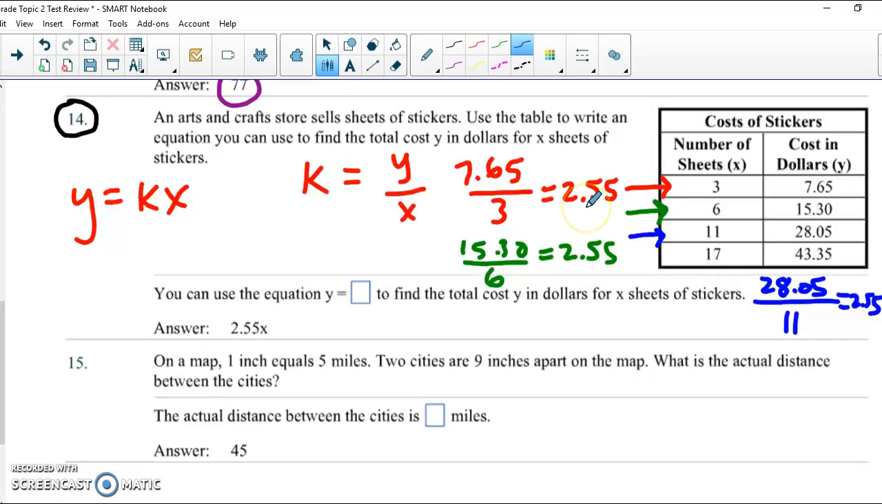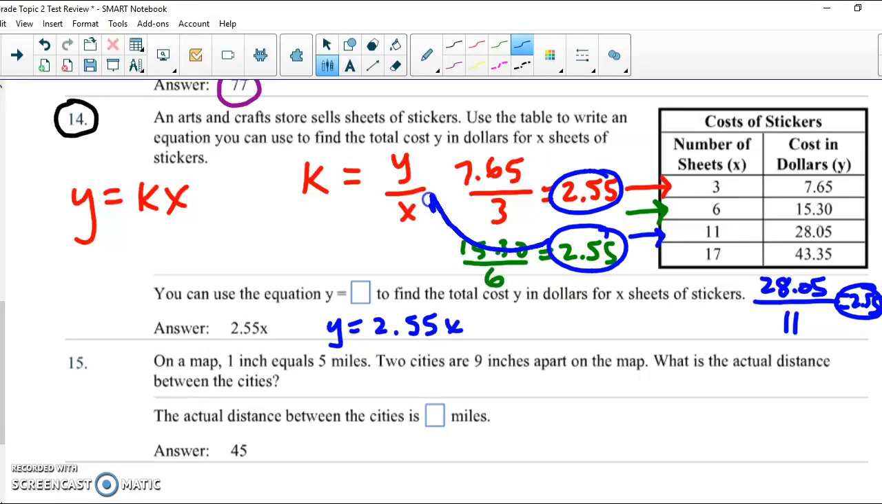So $2.55 is in fact my k value. So my equation should be y equals 2.55x. Taking this constant ratio here and substituting it in as the k in my equation.